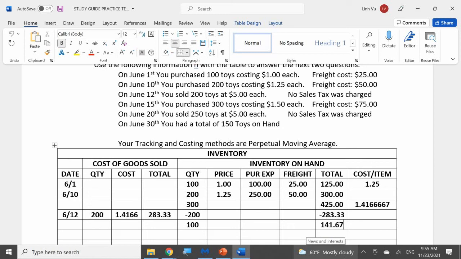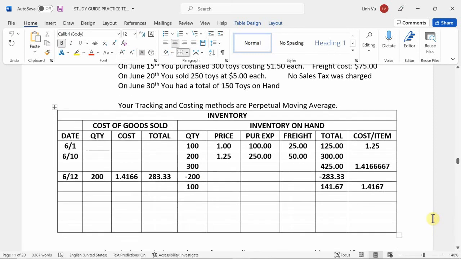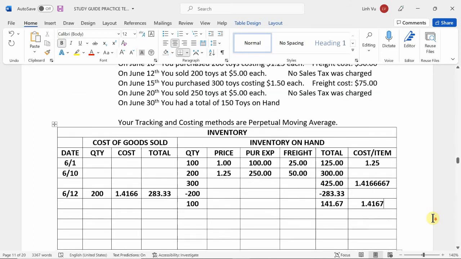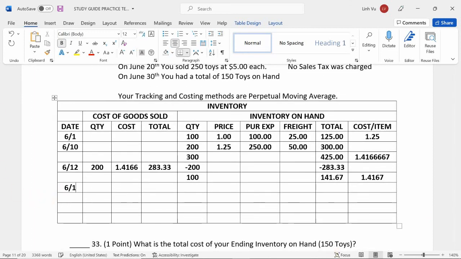With a remaining of $141.67, which then gives me my average cost of 1.4167. Same thing, right? This time it ends on a 7. Then on June 15, we end up purchasing 300 more units at $1.50 with a freight costing $75. So June 15, we purchased 300 units at $1.50, which brought me to $450 plus $75, which brings me to $525. Okay. So then in this case, right, now I need to recalculate my quantity and my total cost.